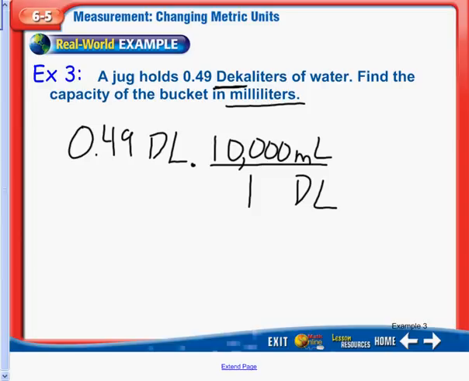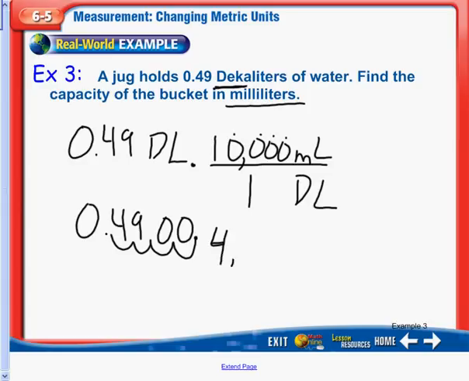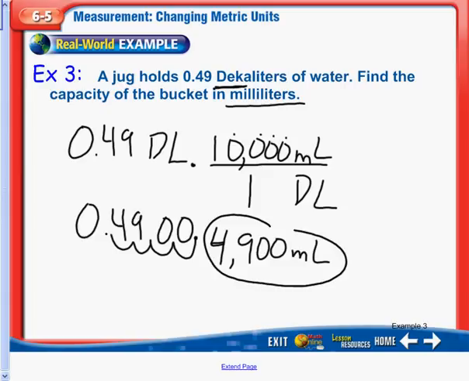So now we've got to move our decimal point, as you see there, 4 spots. So now I'm going to write 0.49, 1, 2, 3, 4 spots, fill in the blanks with 0. So now I have 4,900, so I'm just going to rewrite that out as 4,900 milliliters in 0.49 decaliters. That is our answer.